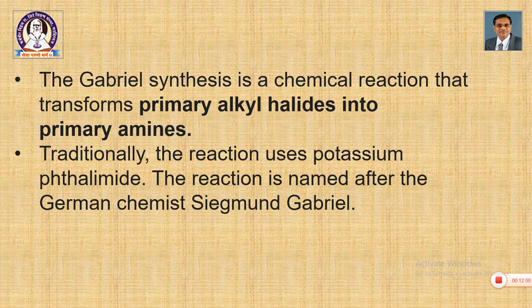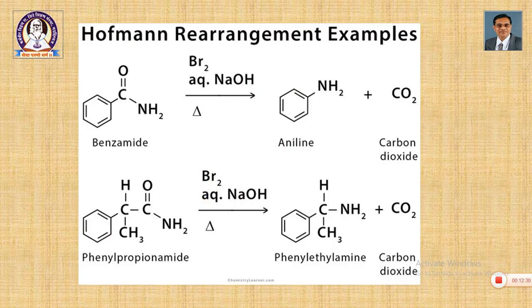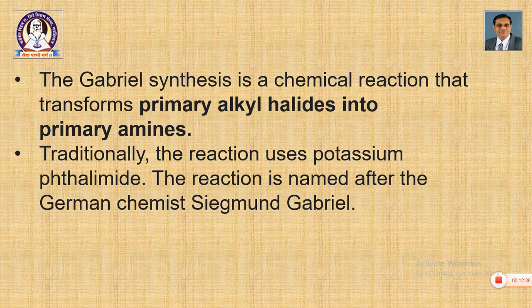The Gabriel synthesis is a chemical reaction that transforms primary alkyl halides into primary amines. In every method of synthesis, you have a specific substrate and the desired product is amine itself. In this Gabriel synthesis, you start with primary alkyl halides. In the first case it was ammonolysis, in the second case we saw reduction, and in the earlier case we have seen a rearrangement reaction where we started with amide and got amine. So in Gabriel synthesis there is transformation of primary alkyl halides into primary amines.